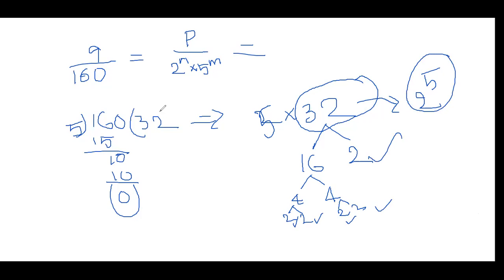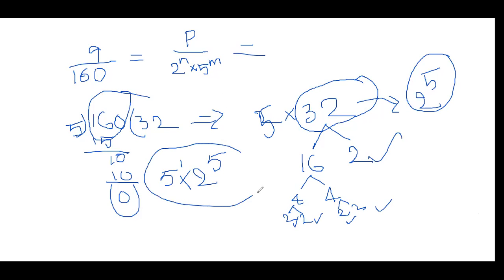Yes. Now here my answer is 5 to the power of 1 into 2 to the power of 5. Now, if you are able to write this 160 in the form of this, then you can conclude that the given number is a terminating decimal.